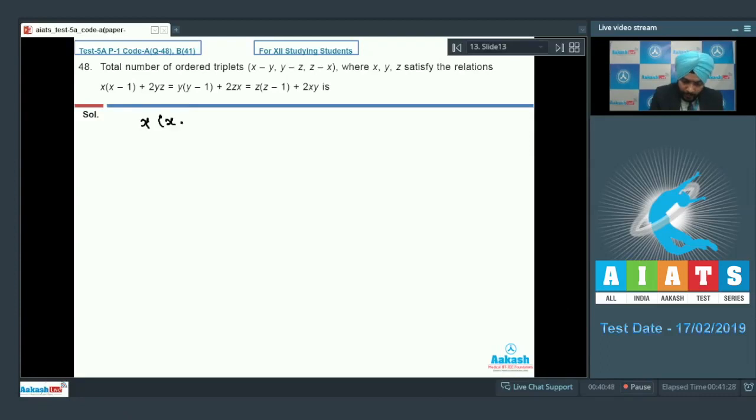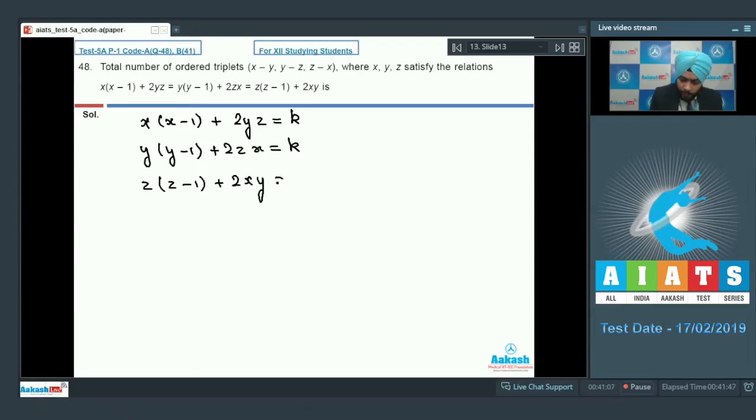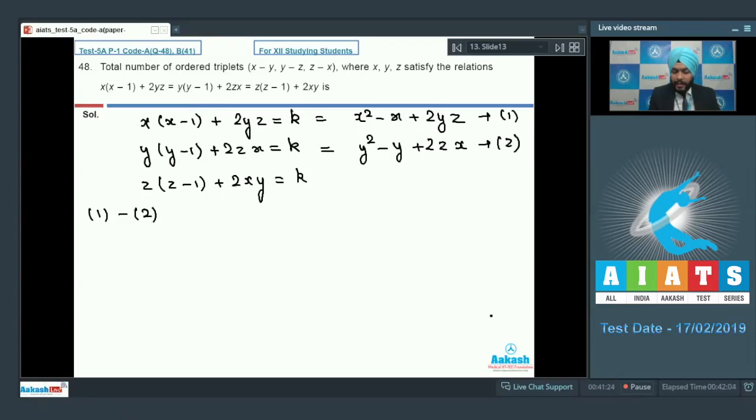So let us say x(x minus 1) plus 2yz equals K, y(y minus 1) plus 2xz equals K, z(z minus 1) plus 2xy equals K, which will give you x square minus x plus 2yz, and y square minus y plus 2zx. Subtract these two equations. This is equation number 1, this is equation number 2. Equation 1 minus equation 2, you'll get 0 on the right hand side.